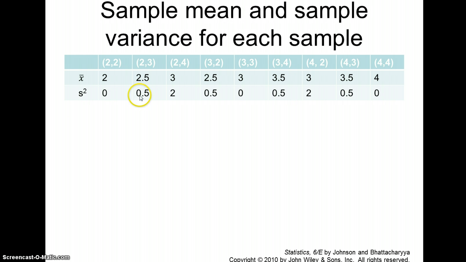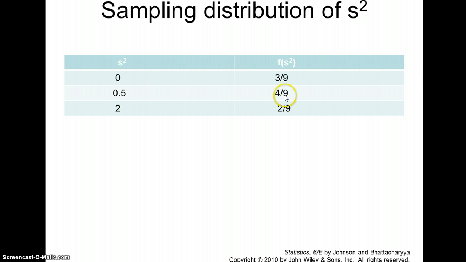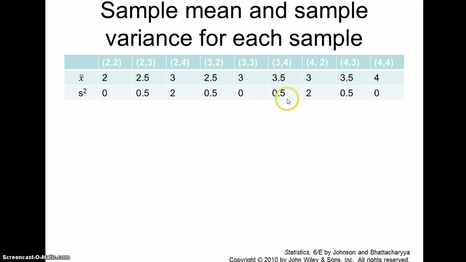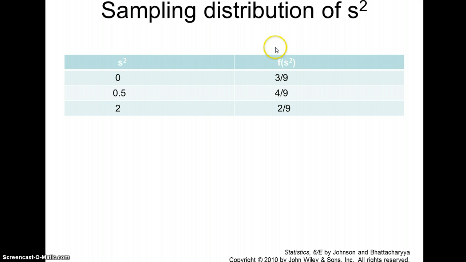And how many 0.5's out of these 9 sample variances? 1, 2, 3, 4. So we have 4 out of 9. And then how many 2's do we have? 1, 2. So we have 2 out of 9 for s squared. I use the letter f for the probability. f represents the probability for s squared. So for each variable, you can do the probability distribution.